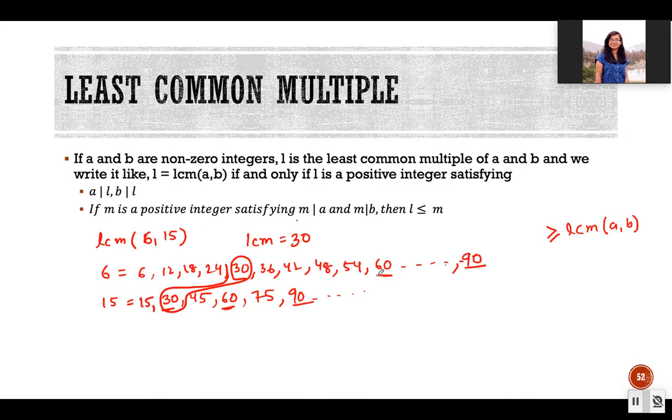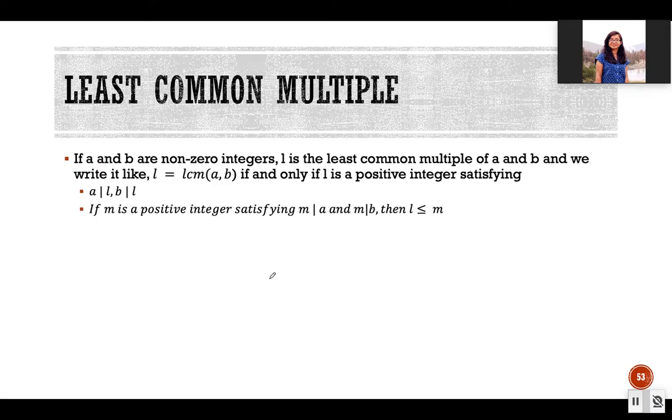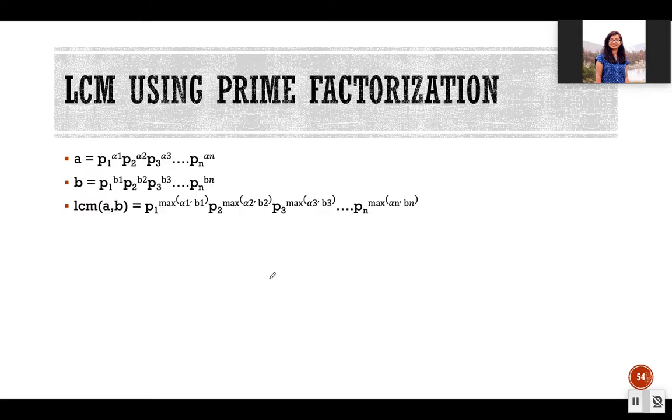Now you can see that this is our naive approach: find all the multiples of a, find all the multiples of b. The smallest value that you find that is a common multiple of both a and b is your LCM. That's the most naive and basic approach to find the LCM of a and b. Now, there are much better approaches we can come up with.